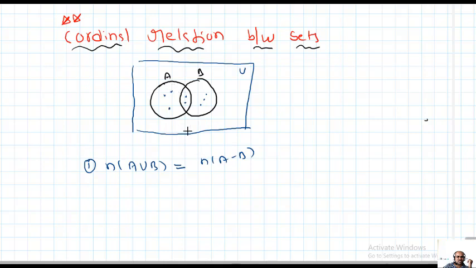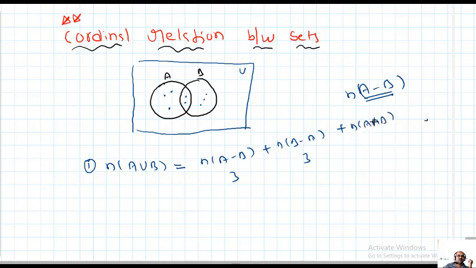n of A minus B is these 3 points, plus... So students, A minus B is not a real number, but n of A minus B is a real number. Take care. Plus n of B minus A, the number of elements which are present only in B. That is 3. Plus n of A intersection B, the number of elements present in both A and B. That is 2. Observe: 3 plus 3 is 6, plus 2 is 8.